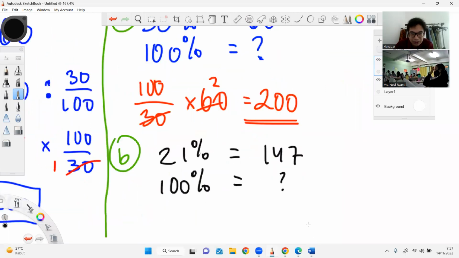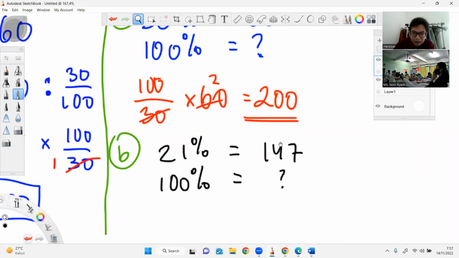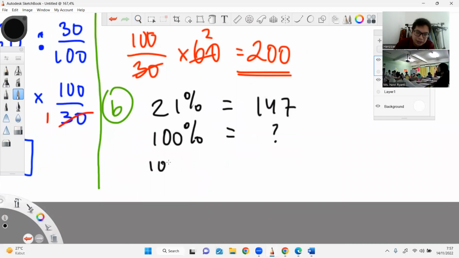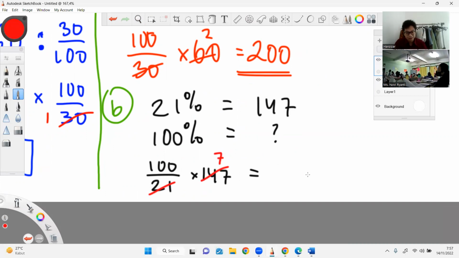Again, you do the unknown on top. 100 over 21 times 147, right? You get the answer by crossing the 21. This is 7, right? Okay, what is left is 100 times 7, which is 700.